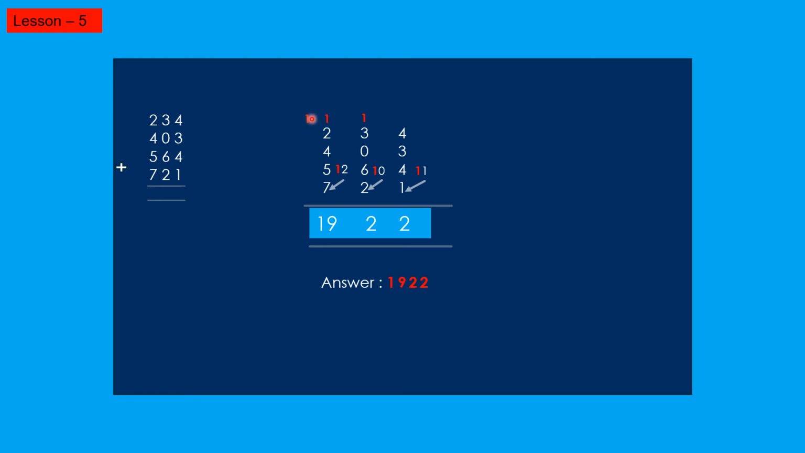So here there are no numbers in the next column, so this one comes down in your answer box, and your answer is 1922.